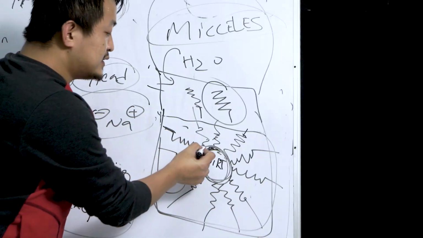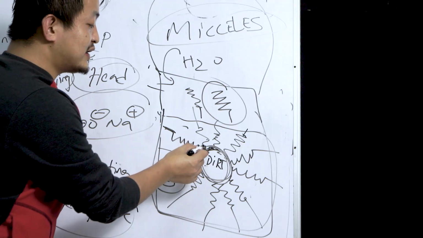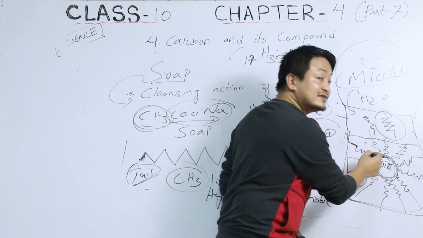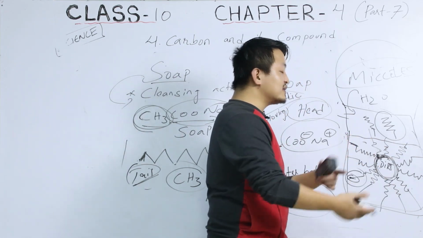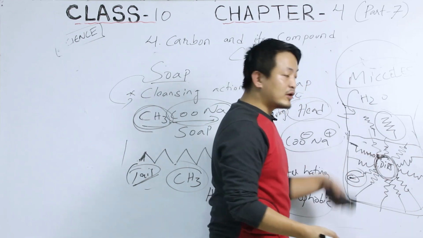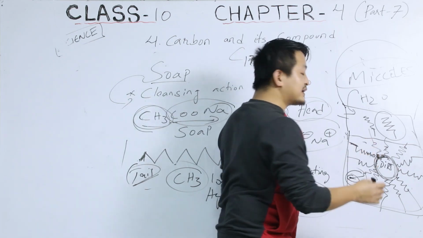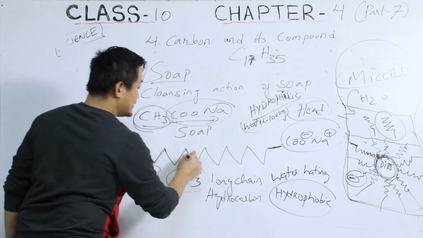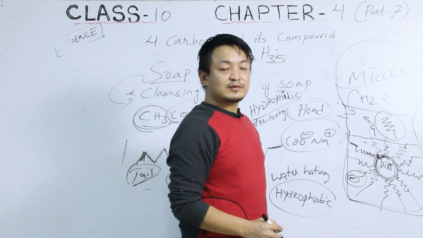Now the long chain hydrocarbon part, the water hating part, will be joined with this dirt particle. And in a washing machine, whenever the machine starts, this dirt will be taken away by the long chain hydrocarbon, by this tail. So this is how the cleansing action of soap takes place.